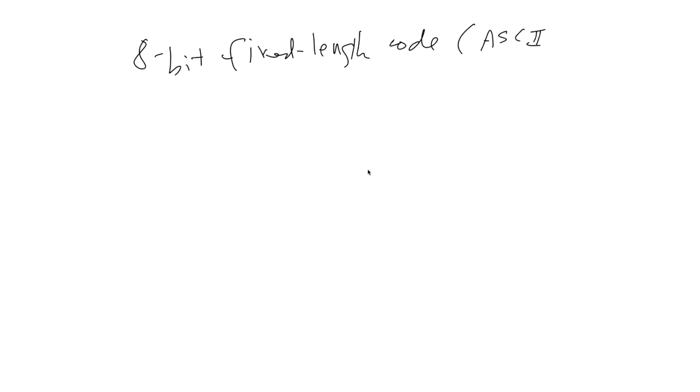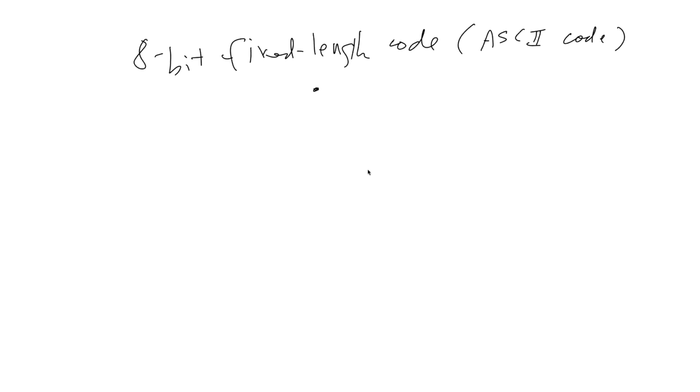For the fixed length code, for instance, using an 8-bit fixed length code, we know that for English, we use the ASCII code, so that is an 8-bit fixed length code. So this ASCII code is like this.